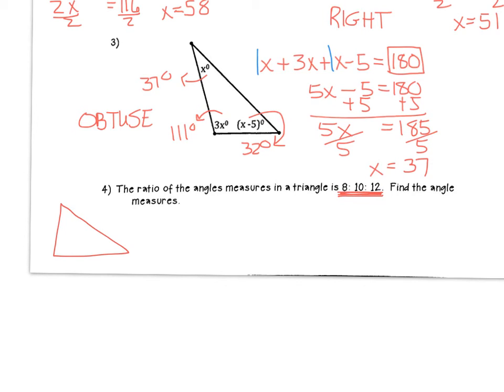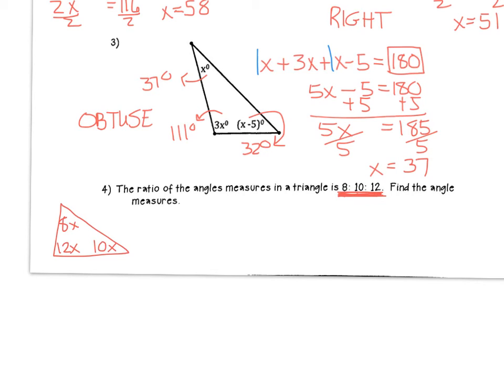So it might be 8x, 10x, and 12x. We're trying to find the x. What were these numbers multiplied by? This is not their exact measurement. These have been reduced down to 8, 10, 12. So we have to figure out what they were multiplied by so we can figure out what they were originally.